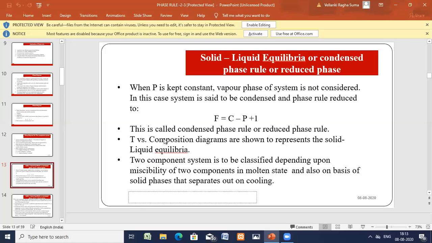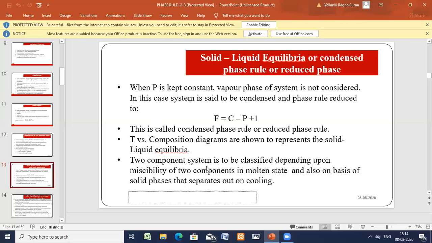Phase diagrams are of three types, keeping any one variable constant. Here we have P, T, C: pressure, temperature, concentration. Any one will be kept constant. For solid-liquid equilibria, P is kept constant and the graph is plotted as temperature versus composition.